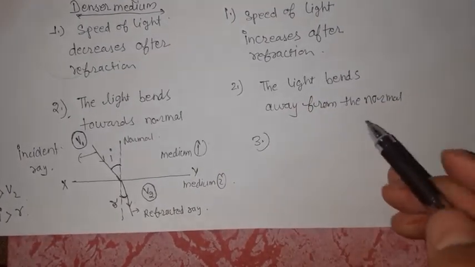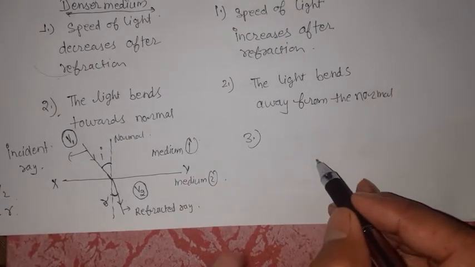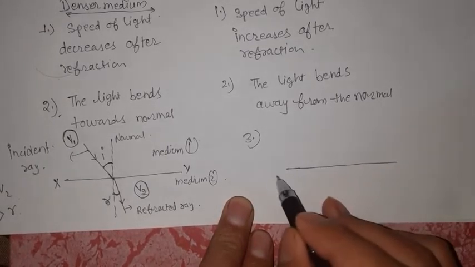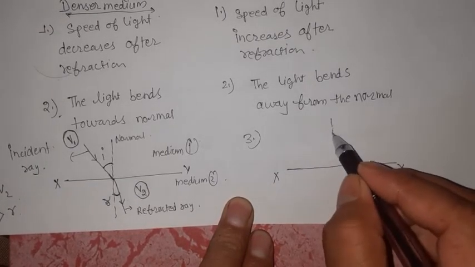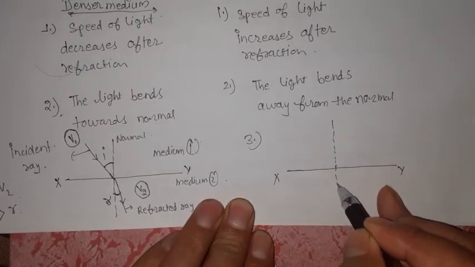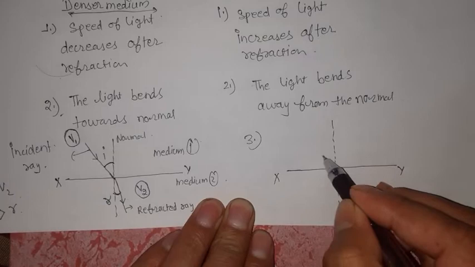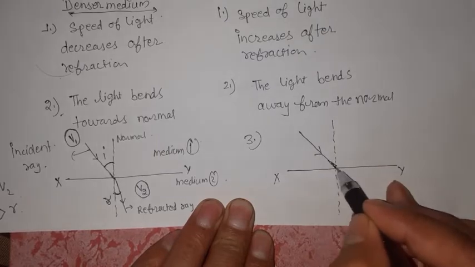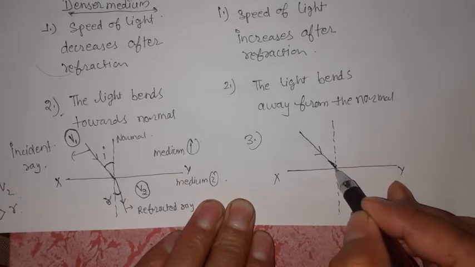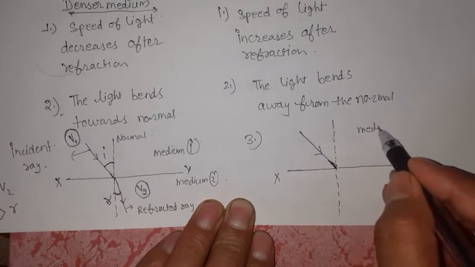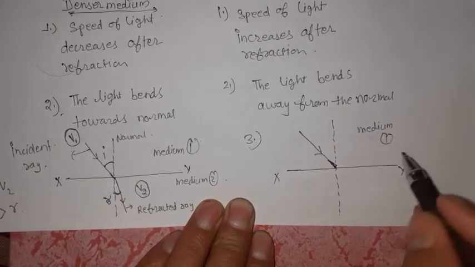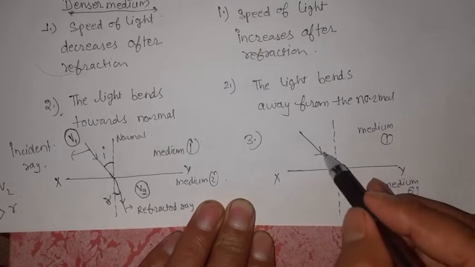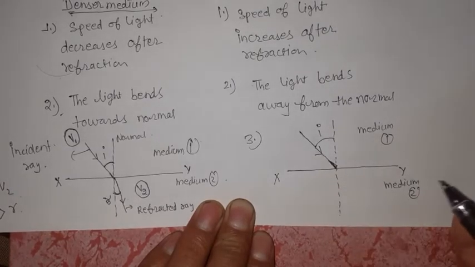Next, here the speed of light is going to increase after refraction. Let us draw this diagram as well. Here we have the interface XY, and we draw the perpendicular, the normal. The incident ray is going to fall on a point on the interface. This is medium number 1 above the XY line, and below it there is medium number 2.